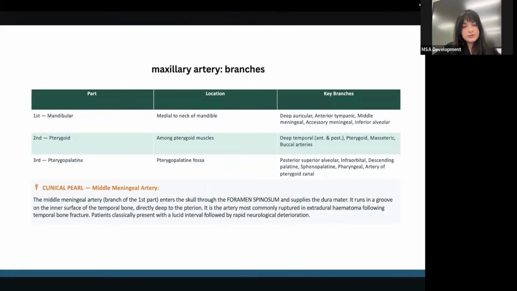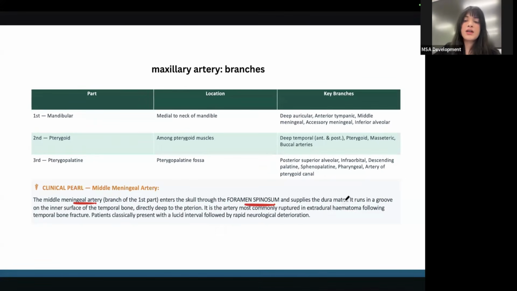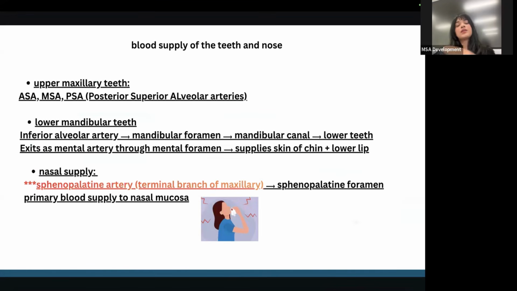And this is just a summary. You can read through it on your own. Remember the middle meningeal artery, foramen spinosum, supplies the dura mater. It causes extradural hematoma. We talked about this. Okay, this is again a summary.